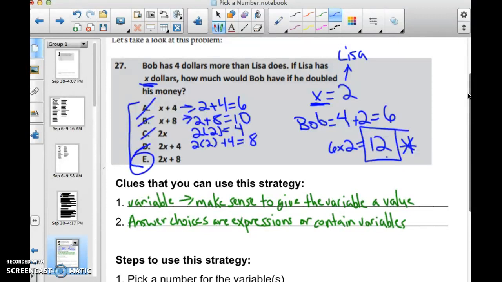To see if it actually is, let's try it out. 2 times 2 plus 8. So 2 times 2 is 4, plus 8 is 12. So E is the only answer choice that, using the original value that I made up, x equals 2, also gives me the same answer that I got when I worked the problem out with that value I made up. So E is the answer choice. All right? So that is the pick a number strategy.